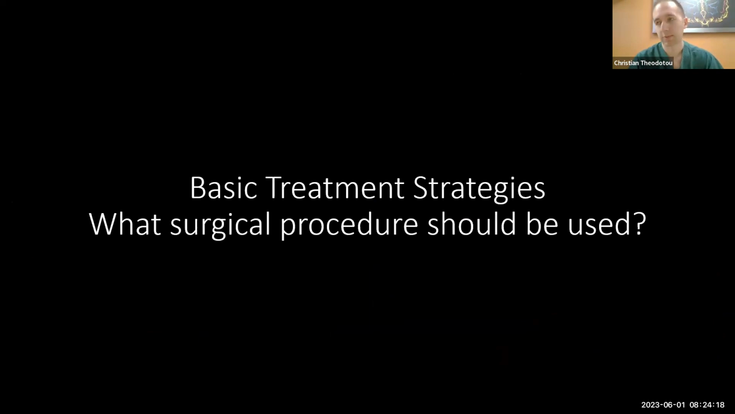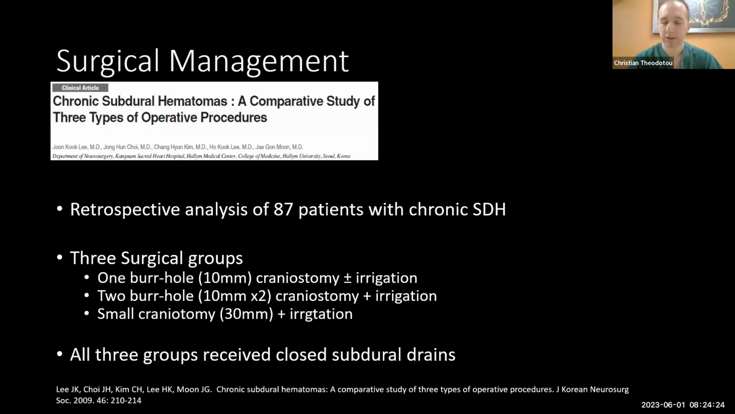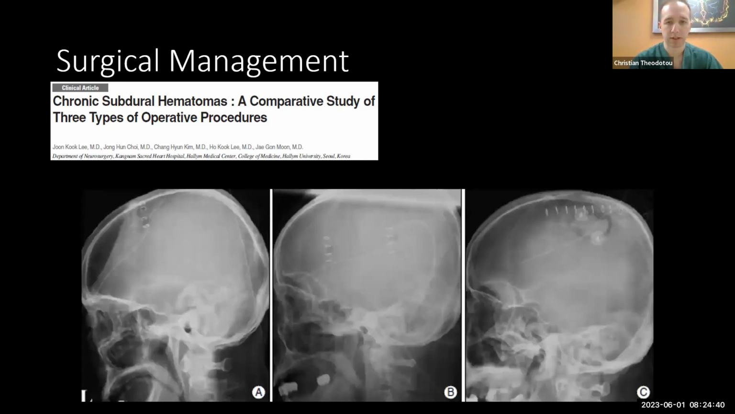And then the next question our recent graduate asked is, well, should I do burr holes or should I do a craniotomy? Here's a study I like a lot, that had 3 treatment groups. They had a single burr hole, 2 burr holes, and a small craniotomy. So basically, if you look at area, it's going up from 10 millimeters, 20 millimeters, to 30 millimeters of bone removal. And all of them received subdural drains. You can see examples of what they were doing.